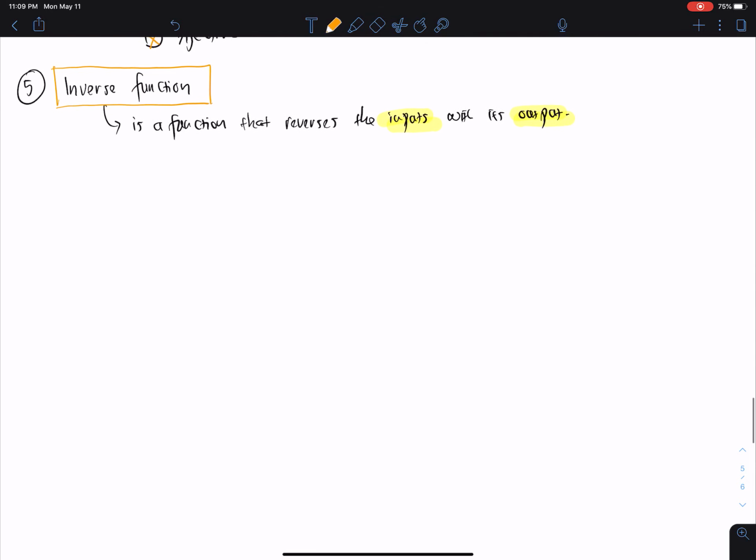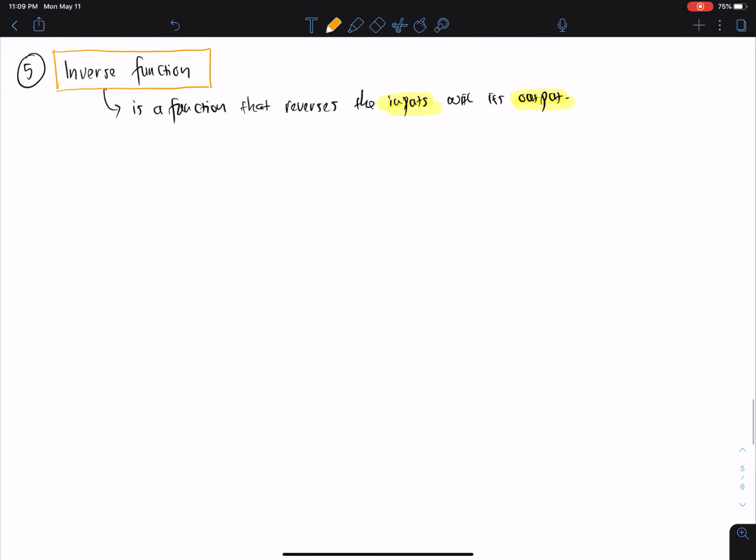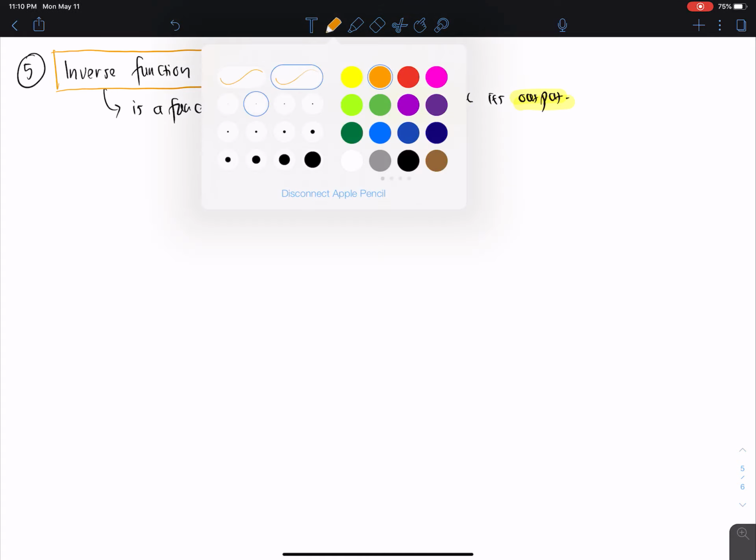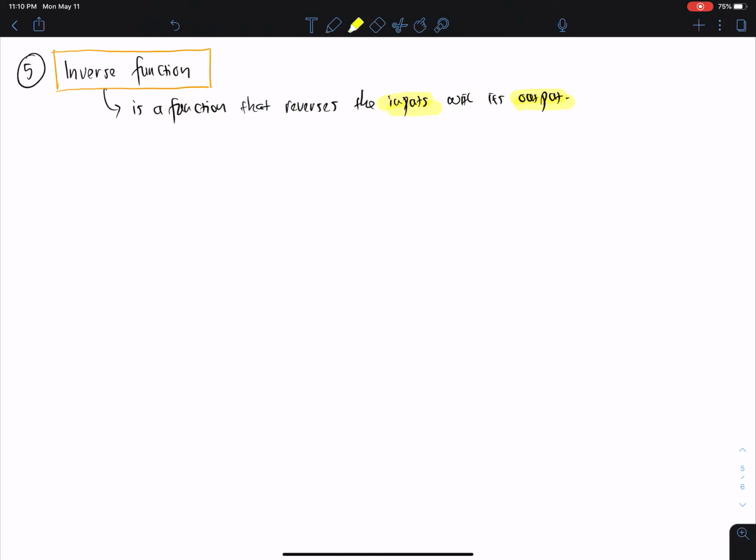And then the last one is the inverse function. An inverse function is a function that reverses the inputs with its outputs. So no need to worry about this for now. As I mentioned, I'm going to discuss these inverse functions in a different class later on.